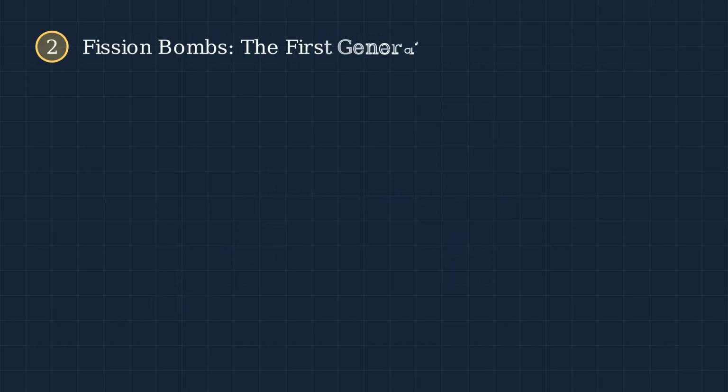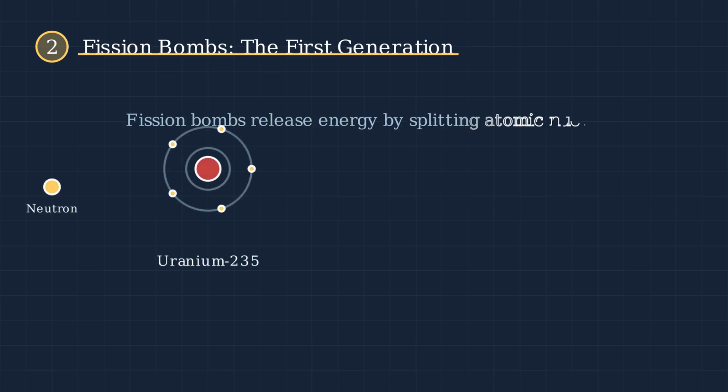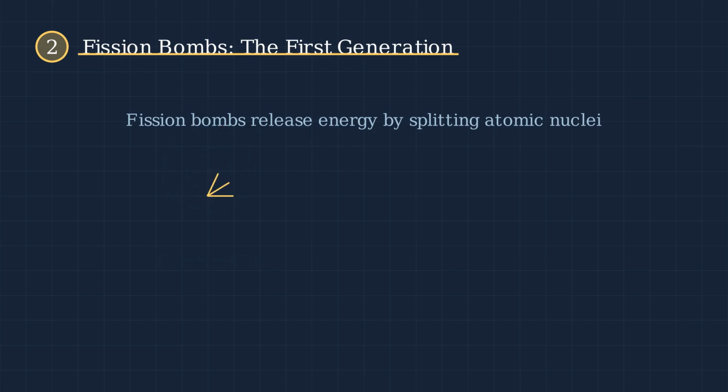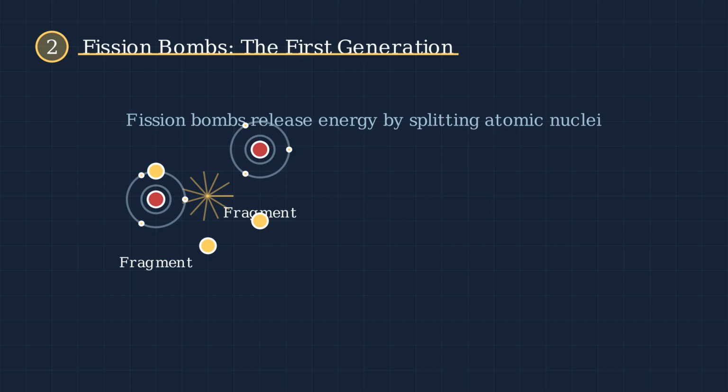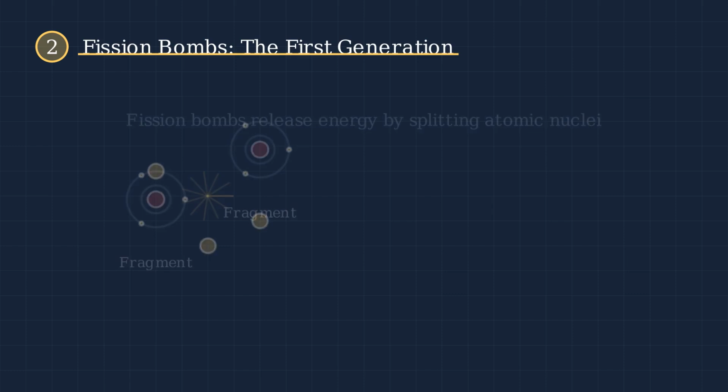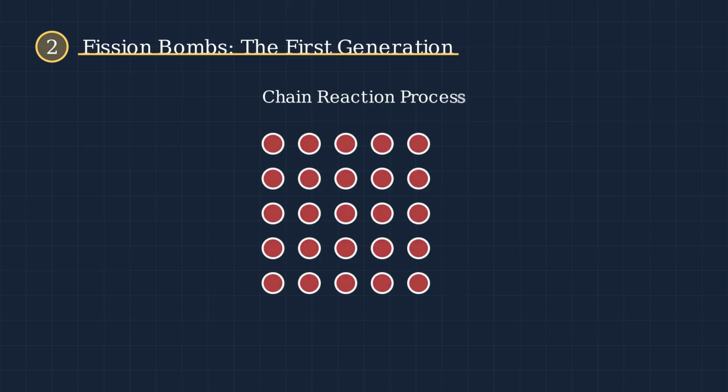Fission bombs represent the first generation of nuclear weapons technology. These weapons, like those used in Hiroshima and Nagasaki in 1945, work by splitting heavy atoms such as uranium-235 or plutonium-239. The process begins when a neutron strikes these heavy, unstable atoms. When struck, these atoms split and release energy along with more neutrons, creating what's known as a chain reaction. In a chain reaction, neutrons released from splitting atoms go on to split more atoms, releasing more neutrons and energy.